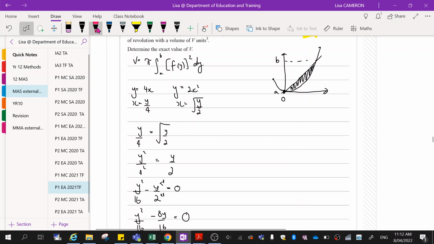So now I found out that I've got A and I've got B. So next thing I need to do is think about which of these functions is going to be on top when I go to integrate it. So I'm just going to do a little squiggle, just to give myself some space.